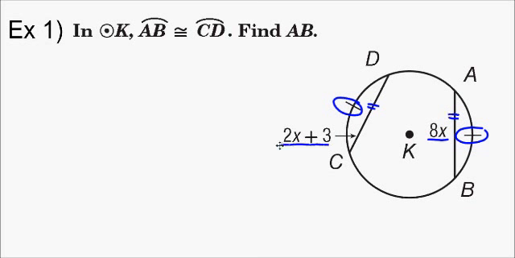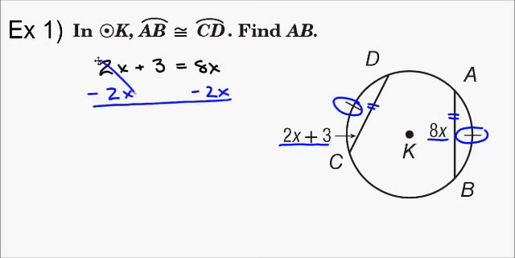So I can take the measures of them and set them equal to each other, which is exactly what I'm going to do. 2x plus 3 equals 8x. How do we solve this equation? Start by subtracting 2x. So 3 equals 6x. Now we divide by 6. And x is 1/2.